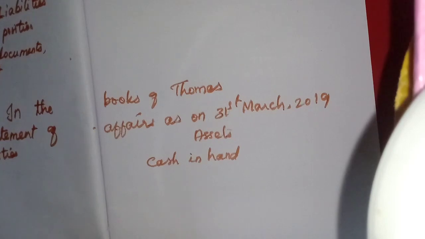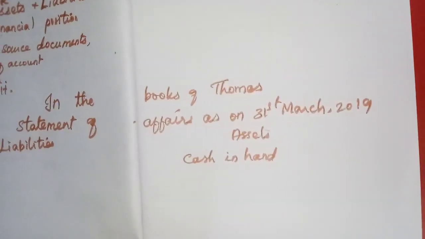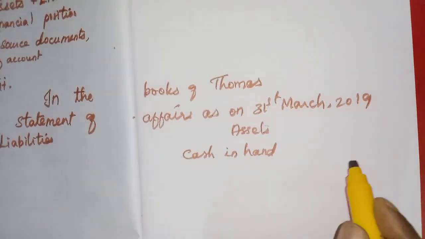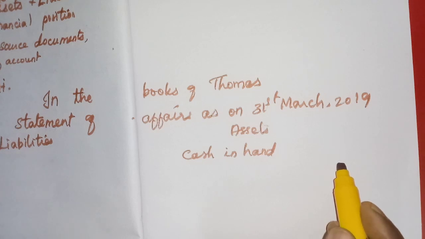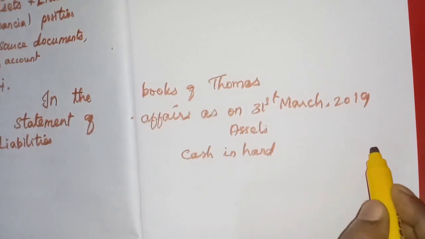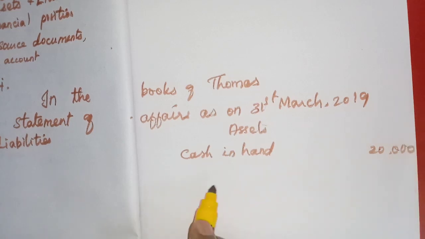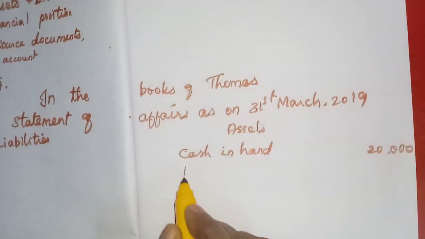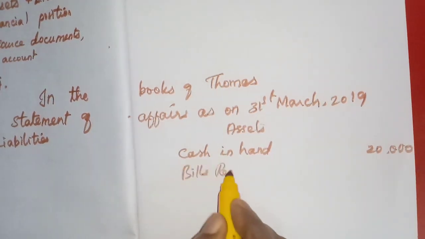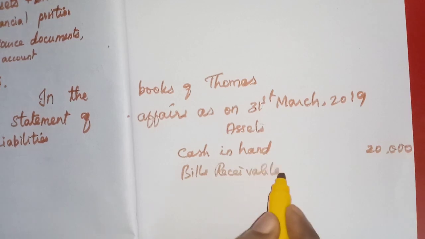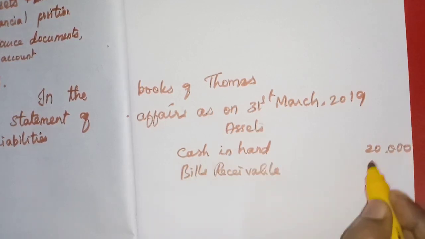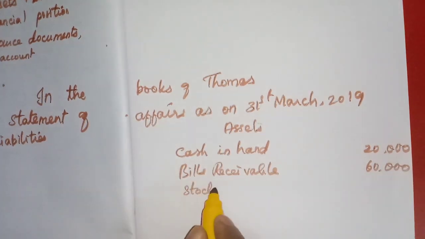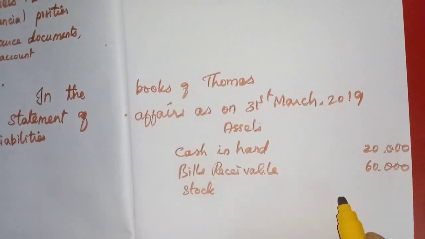Cash in hand 20,000. Then bills receivable. All current assets first we have to write. Bills receivable 60,000. Then stock, closing stock 2,20,000.